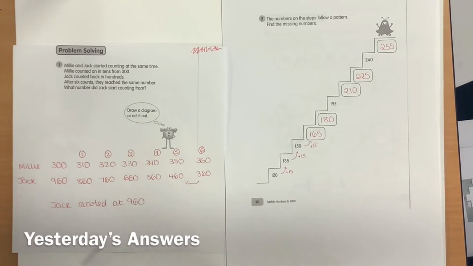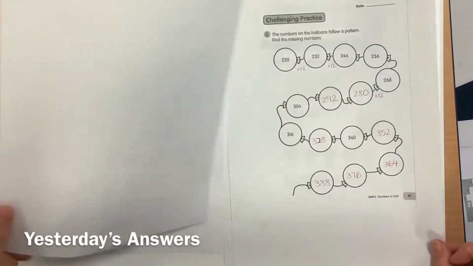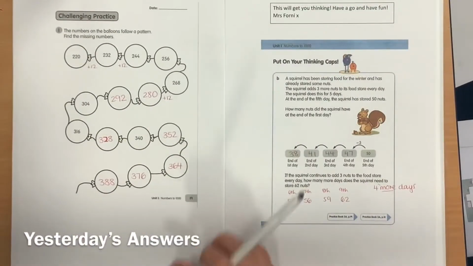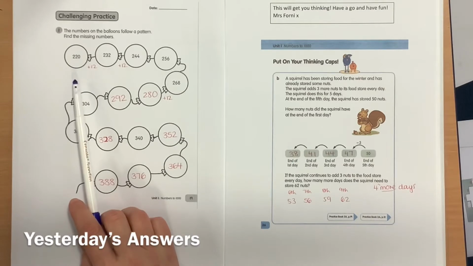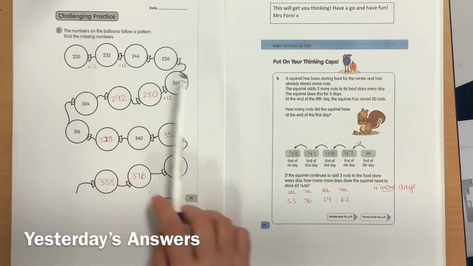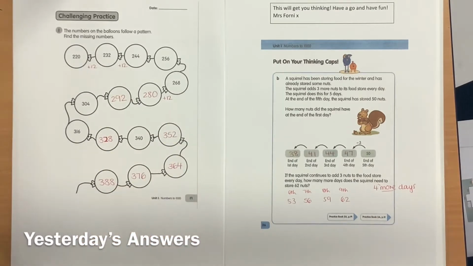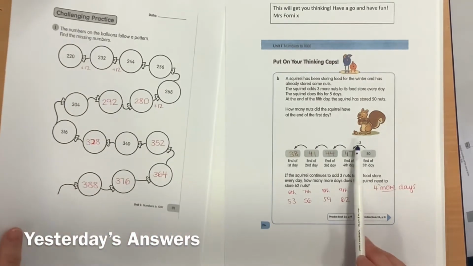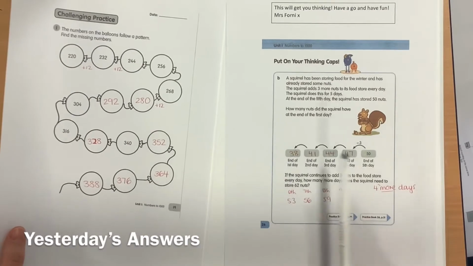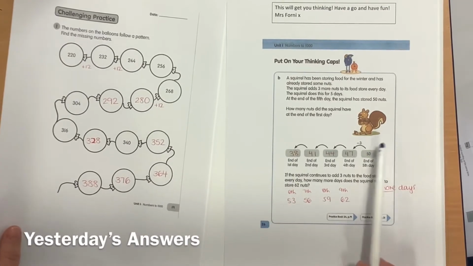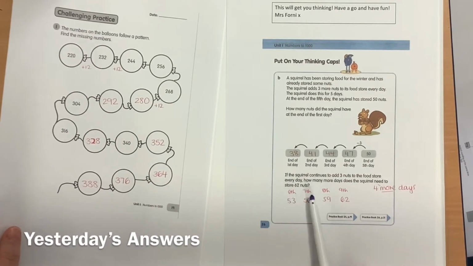So for this problem with Millie and Jack, I worked out where Millie got to first, and then I had the same number for Jack and worked backwards. This one we were adding on 15 each time we jumped a step. And then a couple more. We had a challenging practice where each time we were moving on 12. So we continued going up in 12s there. And then for the thinking caps one, we needed to continue taking away 3s, and then for the second part of the problem we needed to go the other direction, adding on 3 until we got to 62.